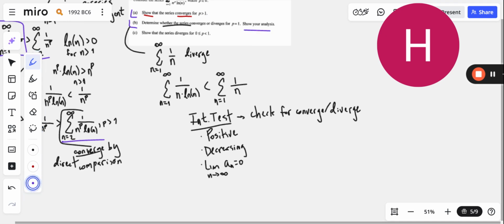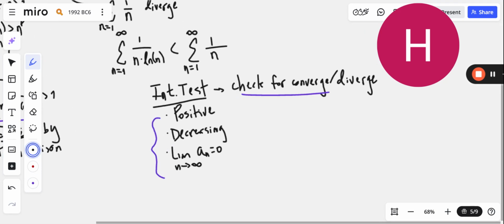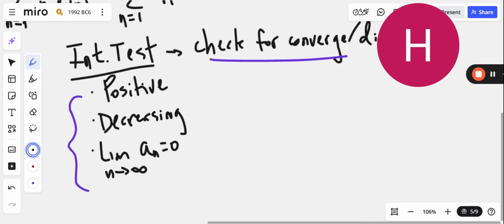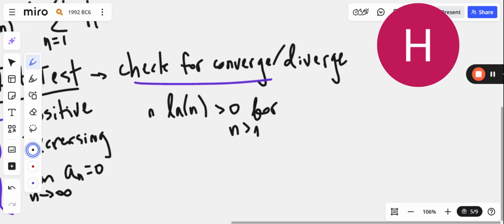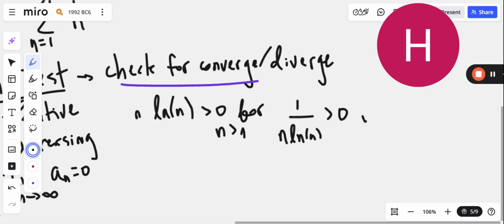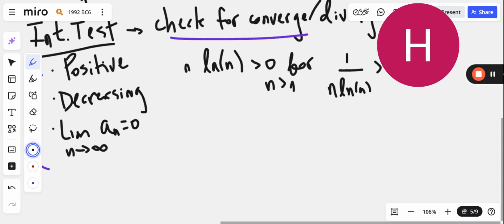So our analysis is really going to come down to checking these things and also taking the integral once we've checked those three things. So we know that n ln of n is always positive because we know that n is greater than 1 in this case, for n greater than 1. So therefore 1 over n ln of n is also positive. So that's a check. For decreasing, we need to check to see the derivative.